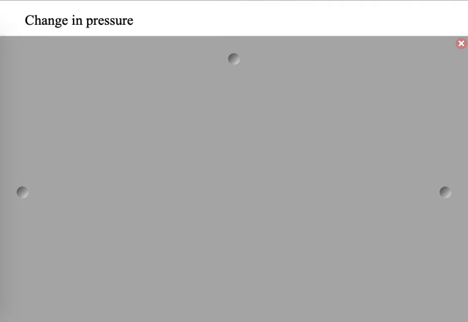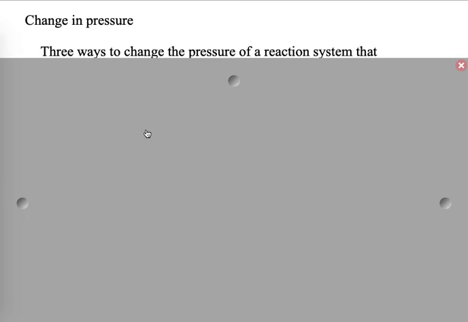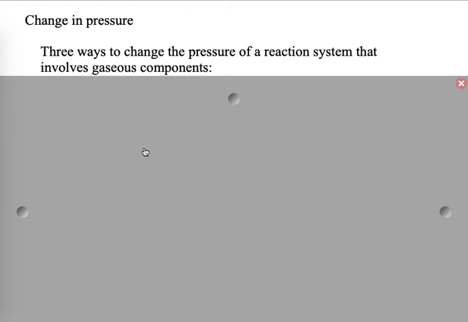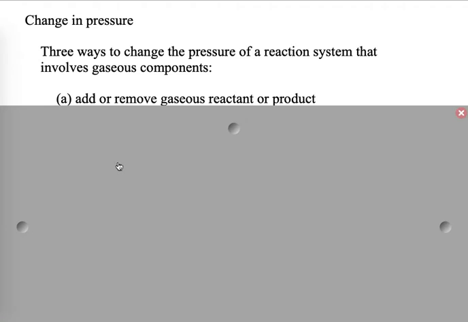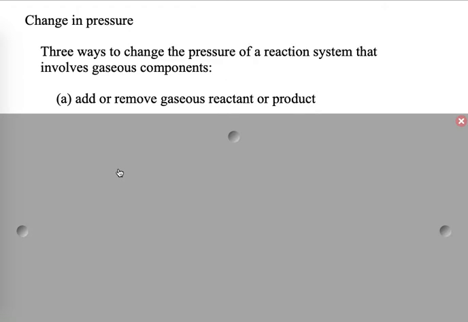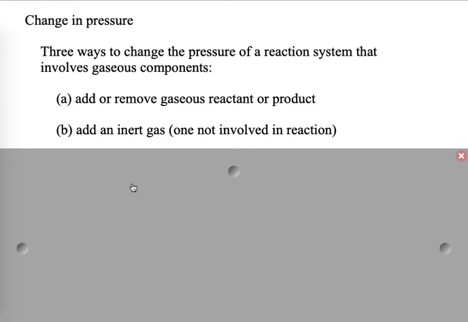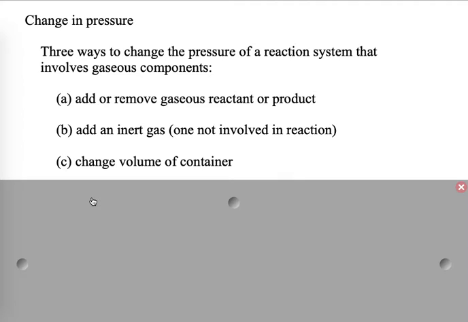Pretty straightforward. Now, let's talk about a change in pressure. There are three ways to change the pressure of a reaction system that involves gaseous components. One would be to add or remove a gaseous reactant or product. The other would be to add an inert gas, that is a gas that's not involved in the chemical equilibrium. And the third would be to change the volume of the container. So let's consider each of those successively.